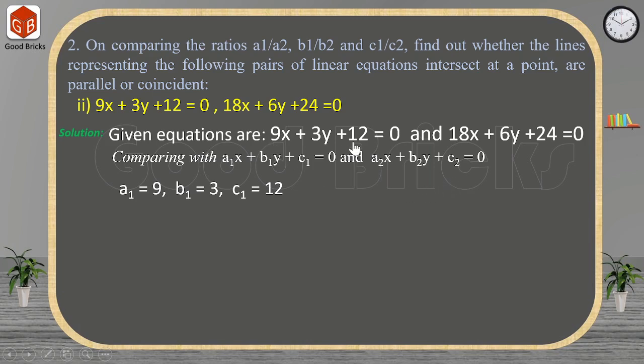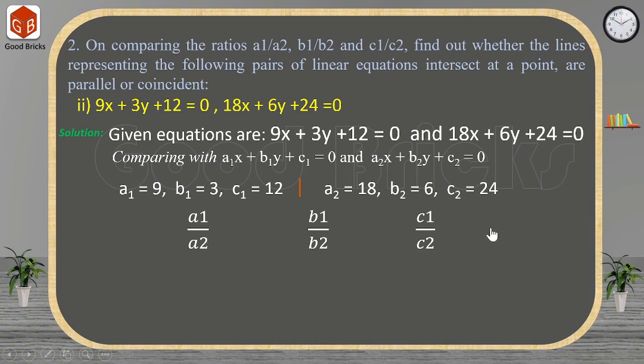So when you compare this first equation with this equation, then you can write a1 is equal to 9, b1 is equal to 3, c1 is equal to 12, and then after comparison of second equation with this, you can write a2, b2, c2 values. Next our duty is to take ratios. So a1 by a2, b1 by b2, c1 by c2 we need to take. So the ratios are on the screen.